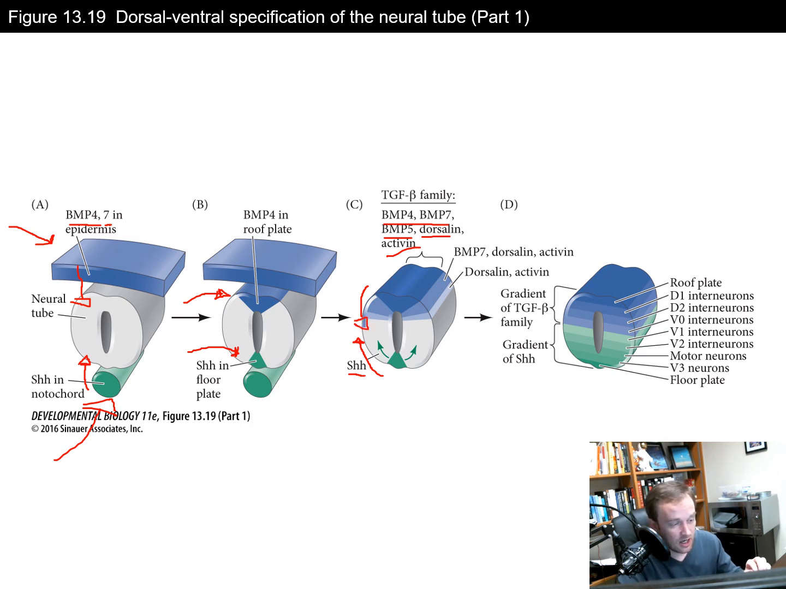And so as these gradients diffuse, we've created this positional information, kind of like with caudal. What happens then is if you have a high amount of sonic hedgehog, then you know that you are very much ventral. If you have a high amount of the TGF-beta paracrine factors, you know that you're the most dorsal. And if you have a mixture, you know you're kind of in the midline. And so based on that, those transcription factors that we saw in the previous slides are expressed.